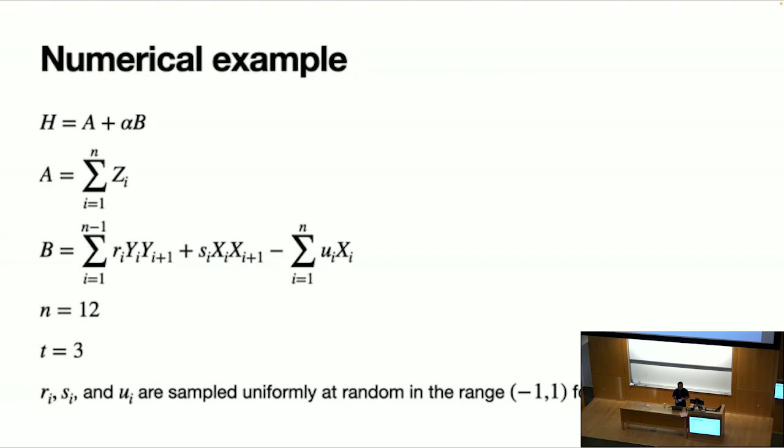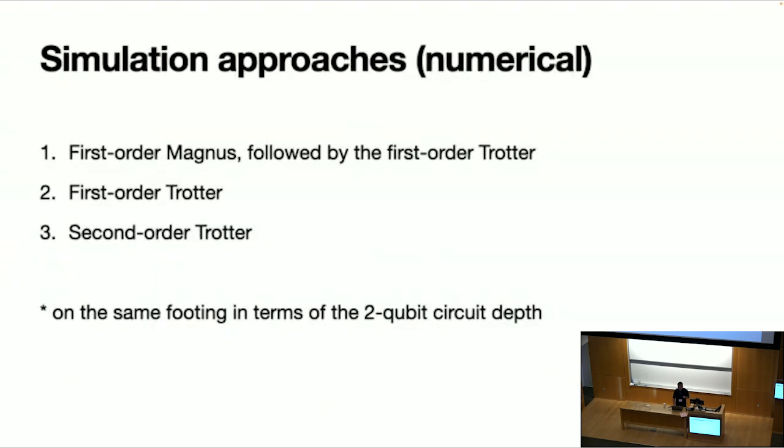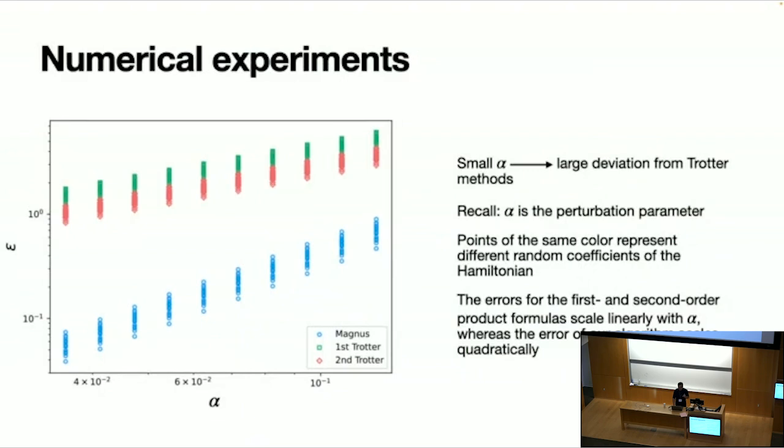Right, so just a simple numerical example to convince ourselves. We consider this Hamiltonian where A is simply a single-site term and B is some random XY model. We do a simulation of the Trotter error in one time step. You can see here that the green and the red ones, the first and second order approximations, both grow linearly with alpha, where alpha, remember, is a small constant in front of B. But the Magnus expansion grows as alpha squared. That's what we expected.